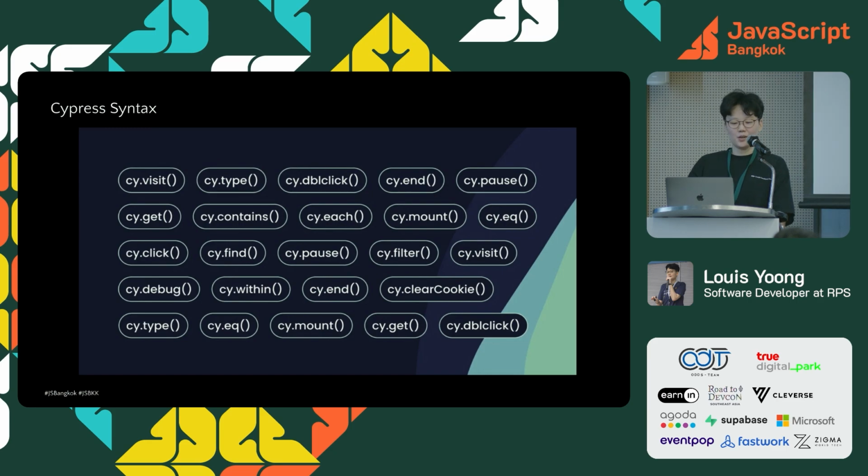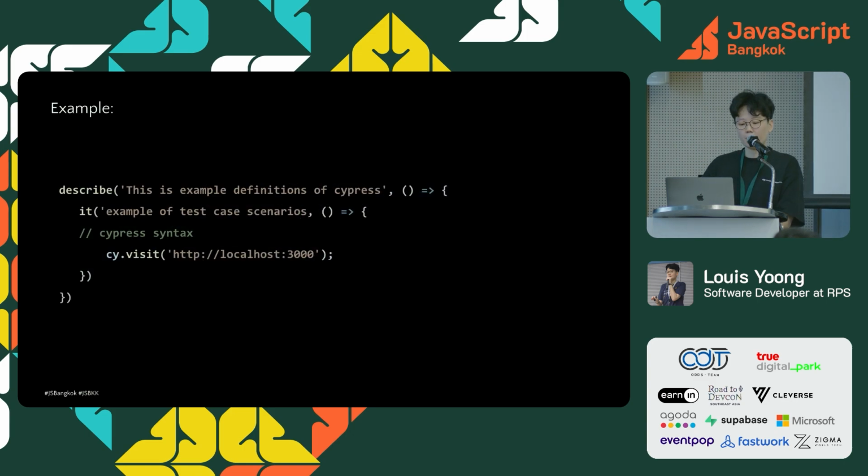Okay, so this is the very simple Cypress syntax. I think you all need to know it, and it's very easy because it's English. Like cy.visit is visit the URL. cy.type is typing something. Like dblclick is double click the thing. Yeah, like pause, like get, like contains, each. I think if you all have a background in programming languages, this is very easy for you to start. So this is one of the examples of how we write the test case.